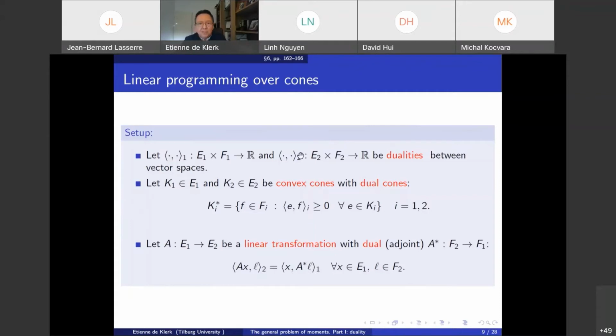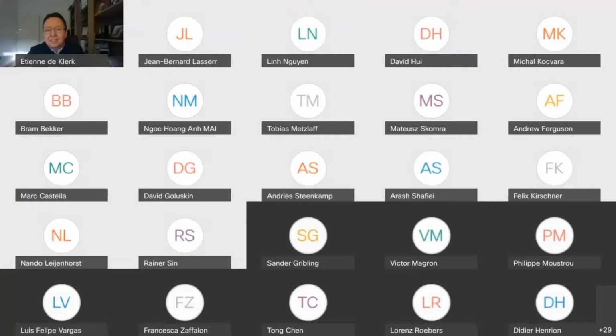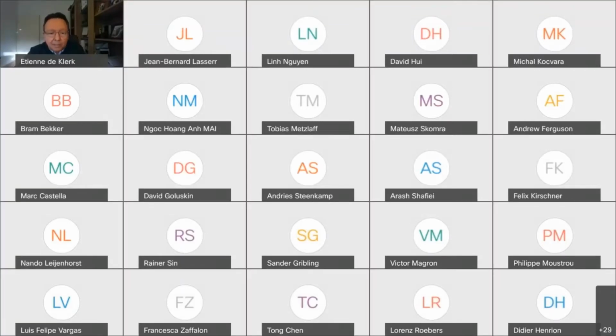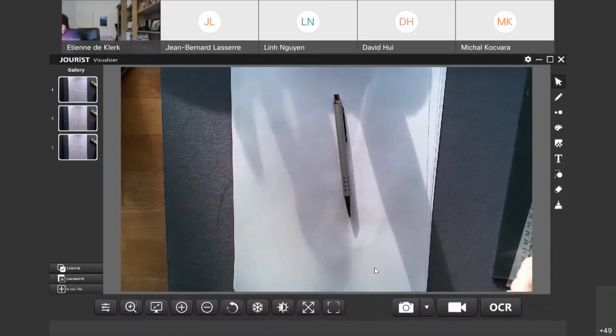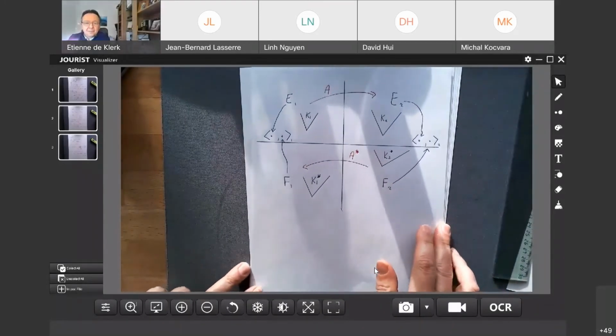Okay, so I would just like to have a quick diagram about our setup, because it is actually quite complicated. So I just want to ask Felix, can you see the writing? Yes, all nice and clear.